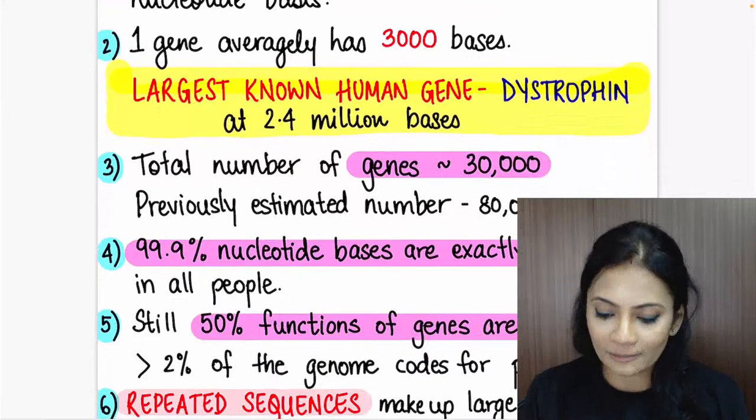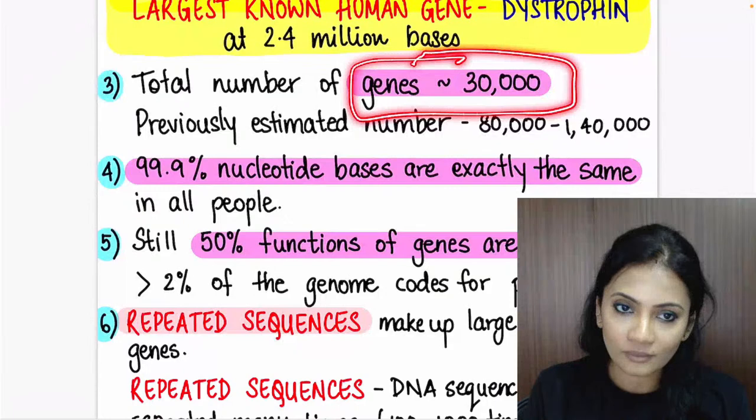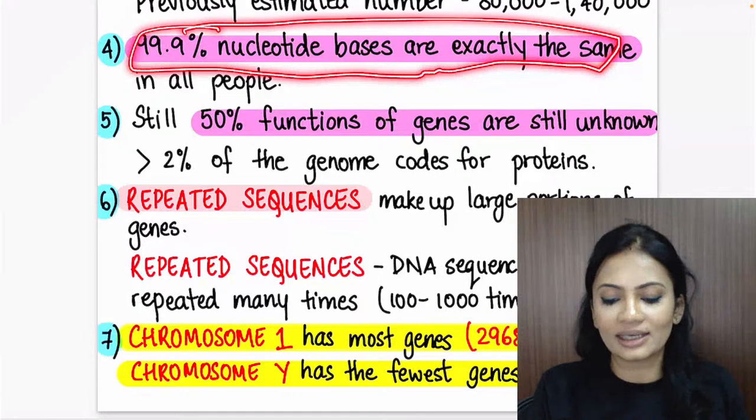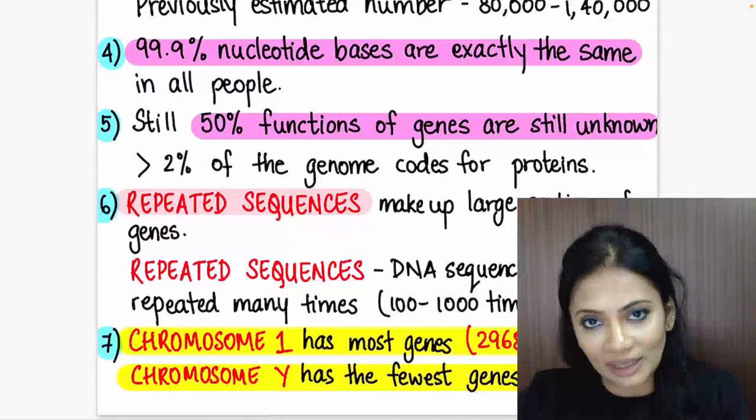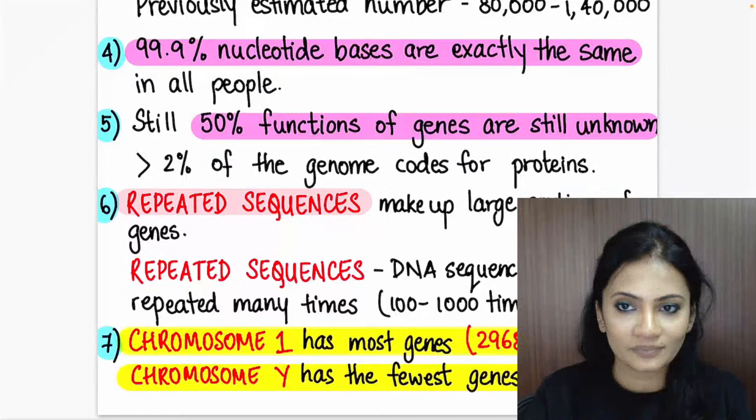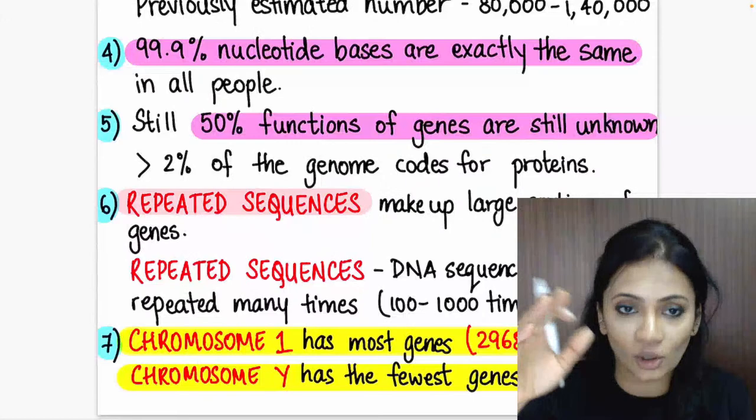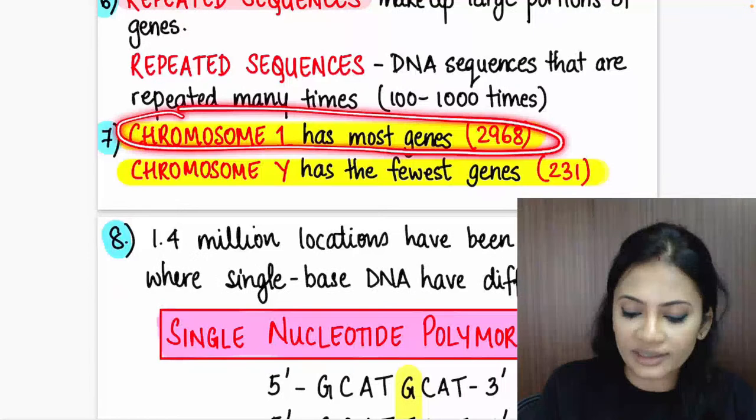Total number of genes is around 30,000. 99.9% of nucleotide bases are exactly the same. So all of us are exactly the same in 99.9% of nucleotides. Only 0.1% is what makes us different. 50% of the functions of genes are still unknown even after spending $9 billion. Chromosome 1 has the most genes. Chromosome Y has the fewest genes.